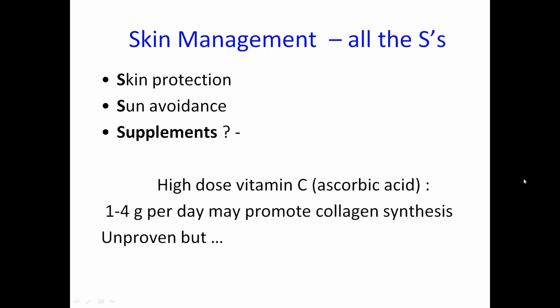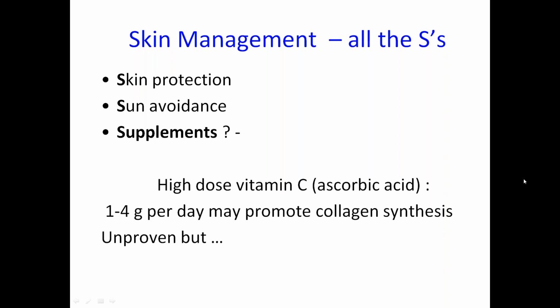Supplements, the third S. There is anecdotal evidence for using high dose vitamin C. I often recommend between 1 to 2 grams a day for adults, but some people recommend up to 4 grams a day. If one is taking vitamin C, I would just be sure that you don't have a history of kidney stones, because vitamin C can aggravate kidney stones.